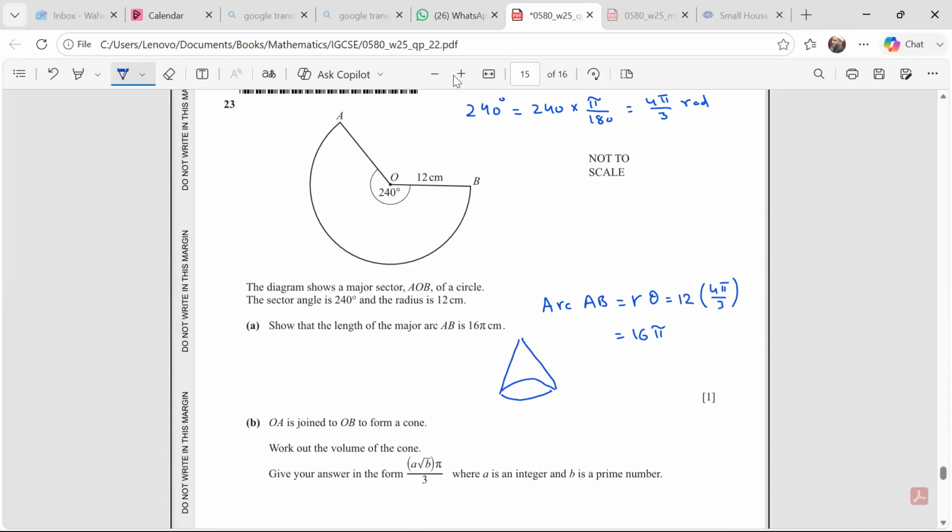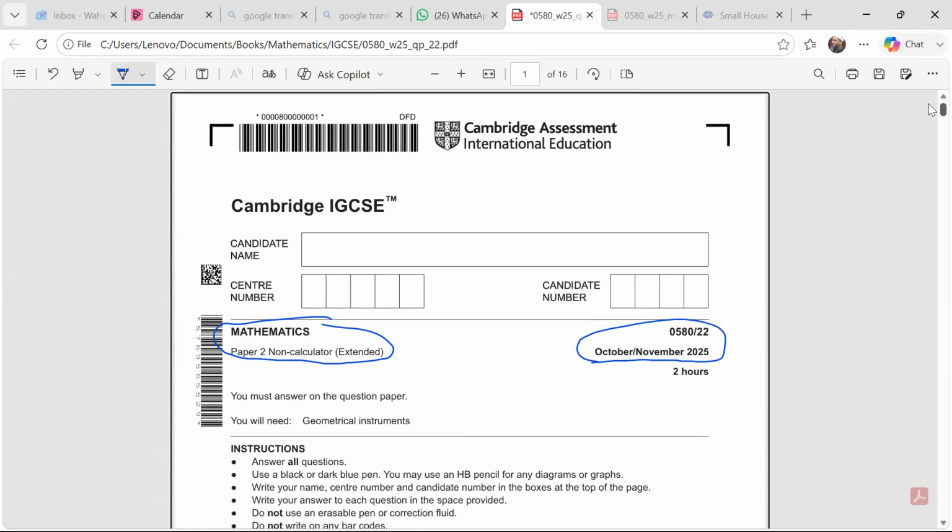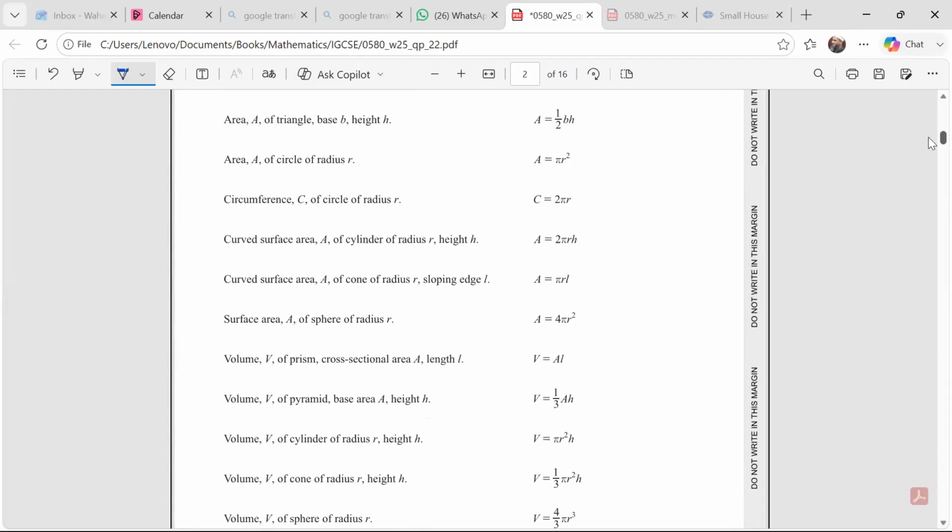Okay. What about the volume of the cone? Volume of the cone is 1/3 height into base area. Let's confirm it, because I believe it is given here. Yes. Volume of cone is this much. So 1/3, height, and pi times area.